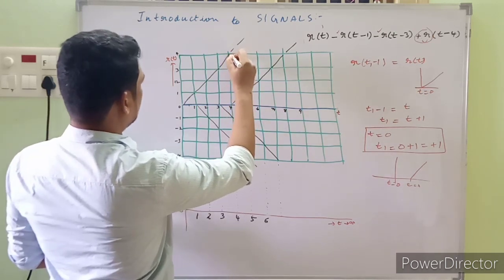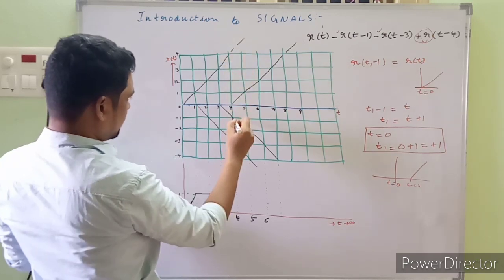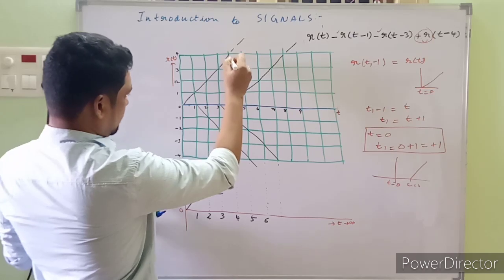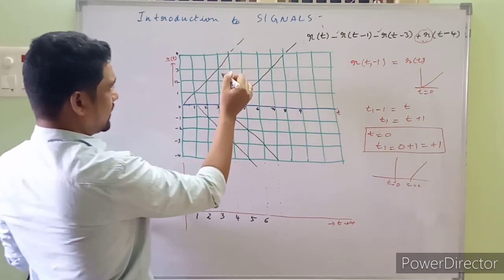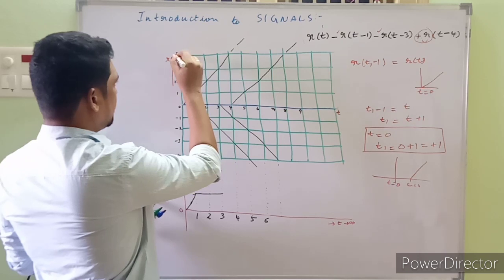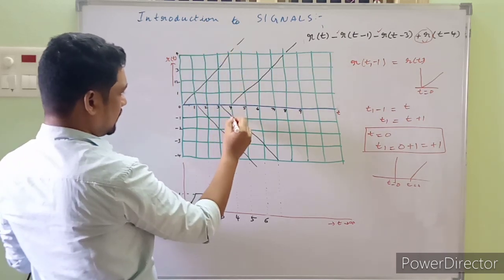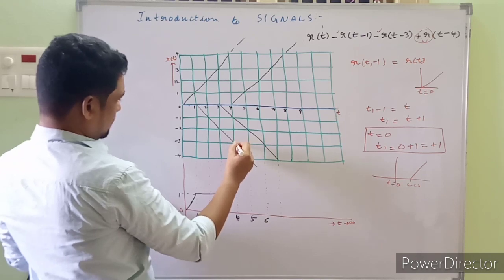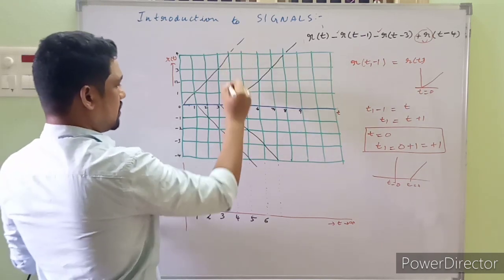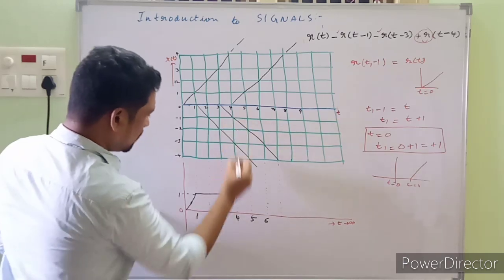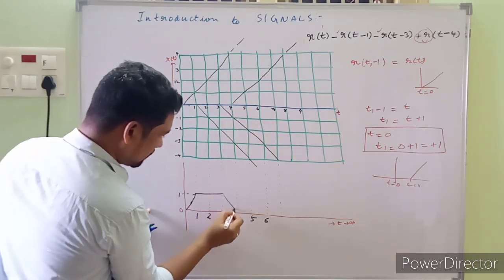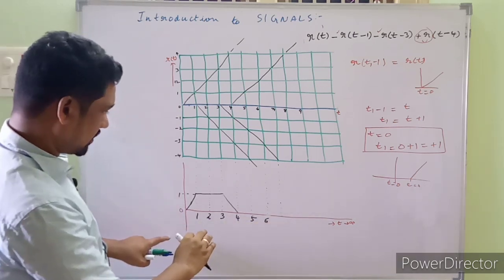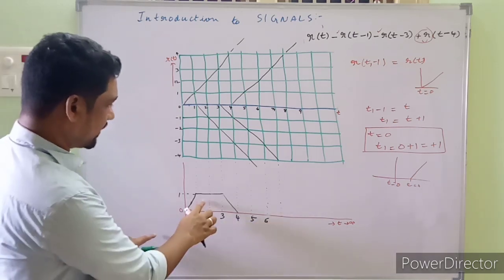This is plus 4, and coming down it's a minus 3. Once again, I repeat, it's a plus 4 here and a minus 3. So plus 4 minus 4, that would be at t equal to 4, it has to come down to 0. I'm sorry, it became a very small one. So this is my final resultant.